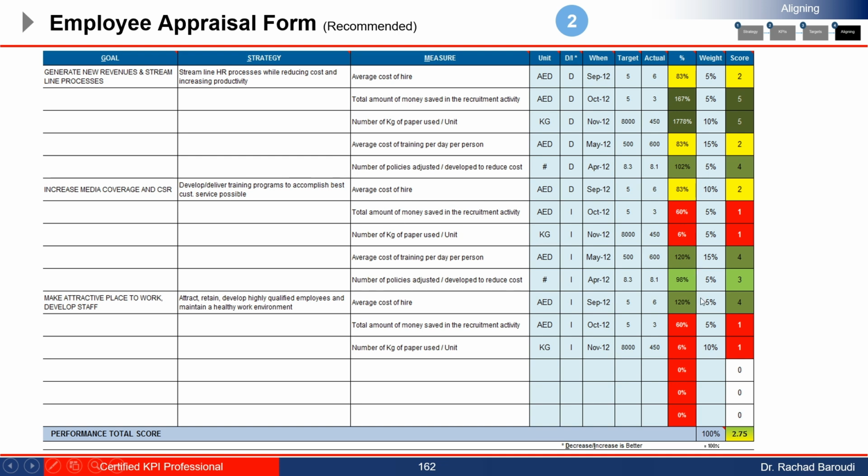We have the weight here, which should equal 100%, and this is automatically calculated based on the score, and this score is based on the target and actual to comply with the HR 1 to 5. At the end of the year, this person gets 2.75, which is did not meet expectation.